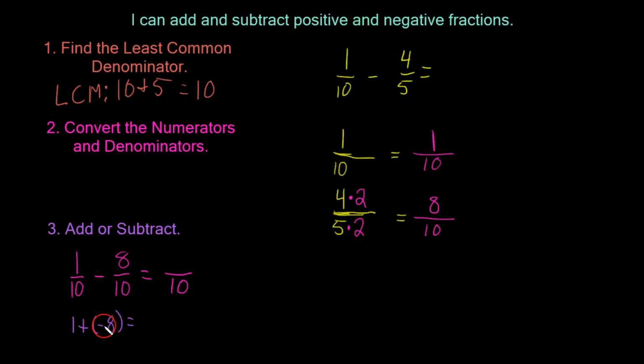And we know 1 plus negative 8, our answer is going to be a negative number. We've got a positive and a negative. So take 8 minus 1, and we get negative 7. So our numerator is going to be negative 7. So our answer to this is going to be negative 7/10. So 1/10 minus 4/5 is going to be negative 7/10. And we could have one last step to simplify if we needed to, but there are no common factors between 7 and 10, so this is a simplified fraction. So again, our final answer is going to be negative 7/10.